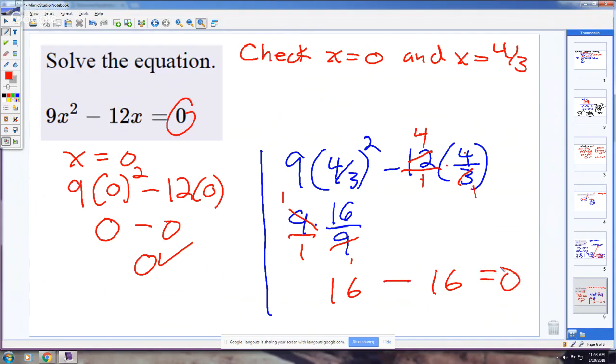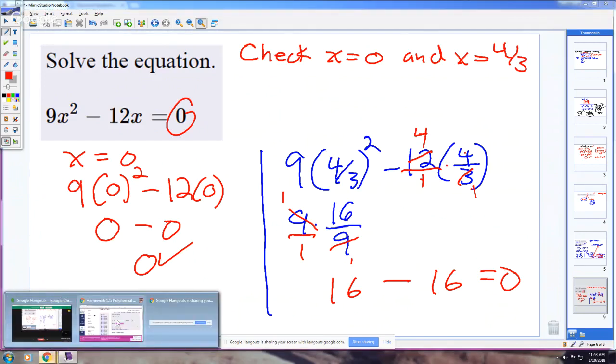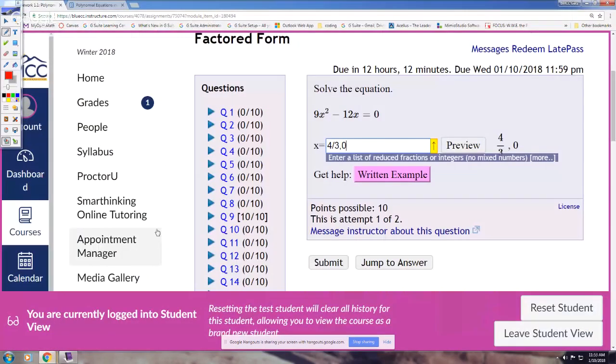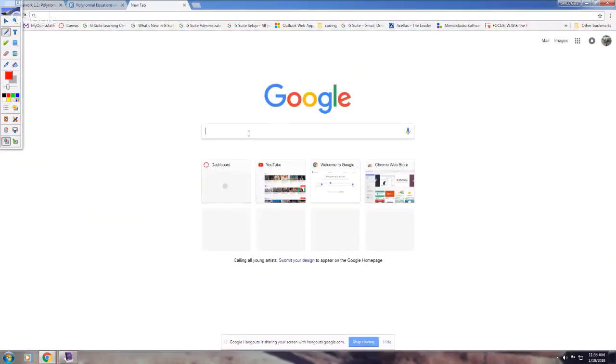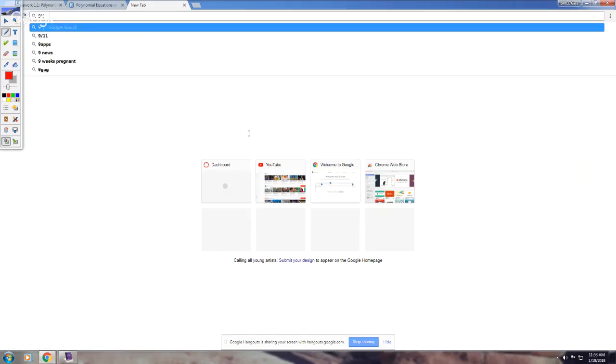Hey, good. Another way you can check it is on a calculator. I highly encourage calculators, except on tests you're not supposed to use them. So Google is a calculator. I could just come to my Google search engine and type exactly what I just did. So 9 times parentheses, 4 divided by 3, close parentheses, squared it. So that's a caret symbol, shift 6.